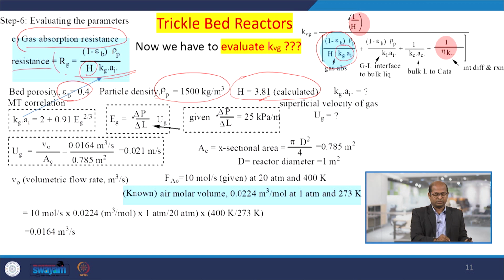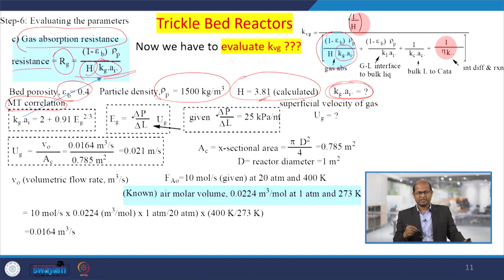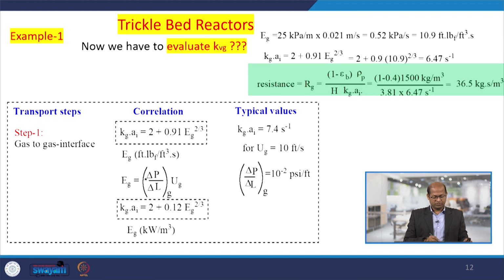So, now the kgAi value we have to find out. Okay. So, how can we find the kgAi value, that is the absorption mass transfer coefficient. Okay. So, for kgAi, some correlations we have discussed in your previous class. So, these are the correlations for how to find kgAi for the gas-liquid interface. These are the correlations we have discussed in our previous class.